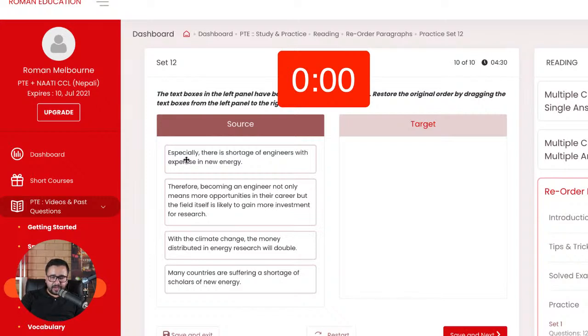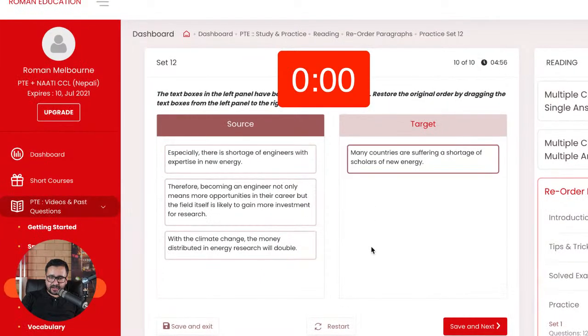Then we have 2 more sentences here. With the climate change, the money distributed in energy research will double. Many countries are suffering a shortage of scholars of new energy. Now, if you look carefully, both of these sentences look like independent sentences, but only one of them is introducing the topic or has the topic, and therefore is the topic sentence. And that sentence is this one. Many countries are suffering a shortage of scholars of new energy.